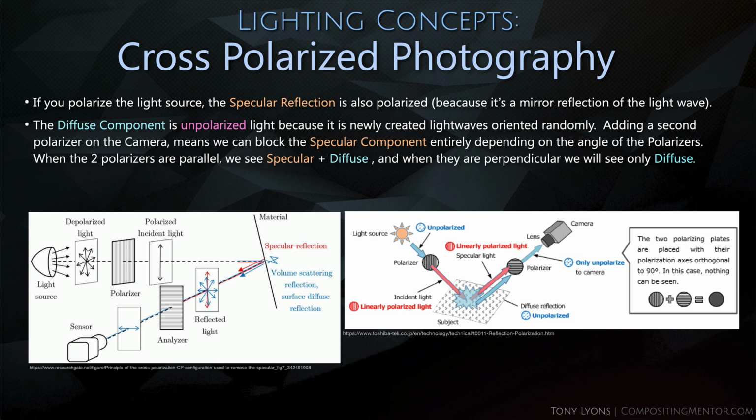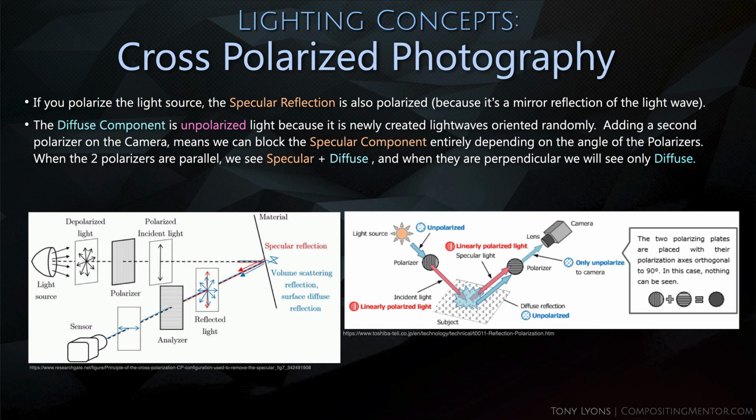Cross-polarized photography. So we just talked about how unpolarized light hitting certain surfaces gets polarized, and then sunglasses could block the specular. So what happens if you polarize the light source? If you polarize the light source, the specular reflection is also polarized because it is a mirror reflection of the light wave. So this is going to polarize the specular reflection on all surfaces, not just water and glass and specific refractive index surfaces at specific Brewster angles. Anytime you see a specular reflection from that polarized light source, it is also going to be polarized. Now the diffuse component is still unpolarized light because it's newly created light waves, photons shooting out from the material, that are oriented randomly.